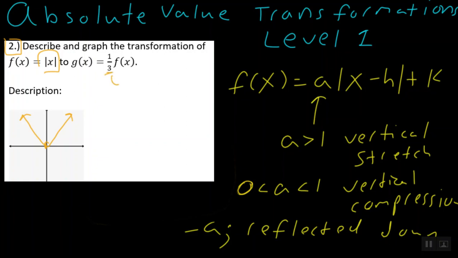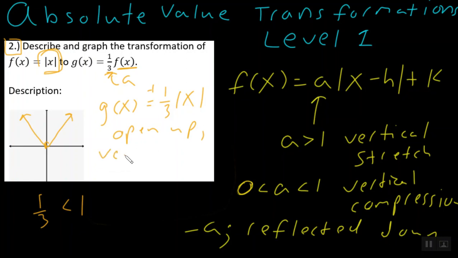Notice, because the 1/3 is our a term, it's in front of the f of x, we'll write g of x as such. G of x is equal to 1/3 whatever f of x is, which is the absolute value of x. Now notice this is a positive number, so we say that it is definitely going to open up. It's not reflected, we should say. And because 1/3 is less than 1, well, we know that we have a vertical compression.